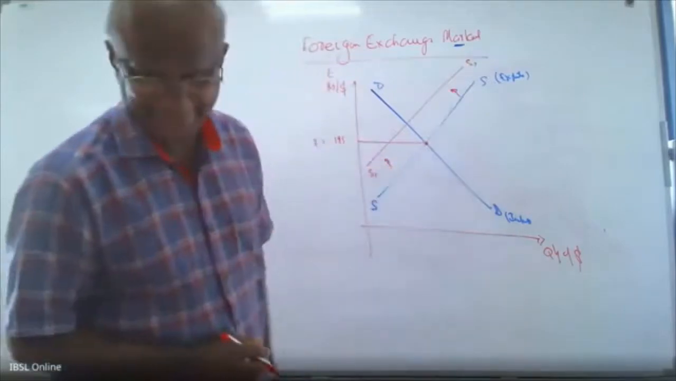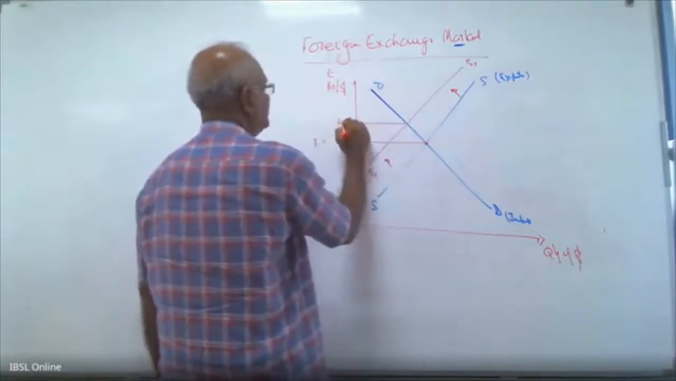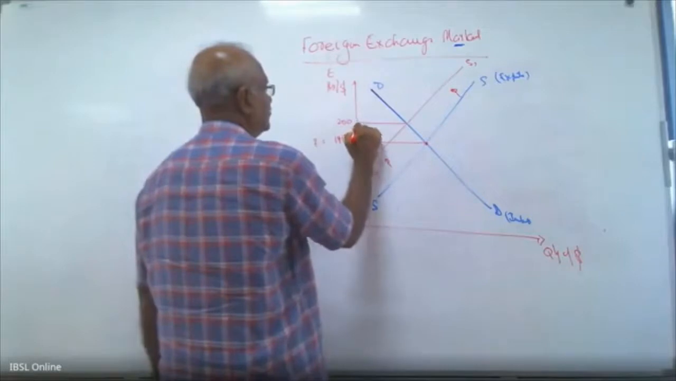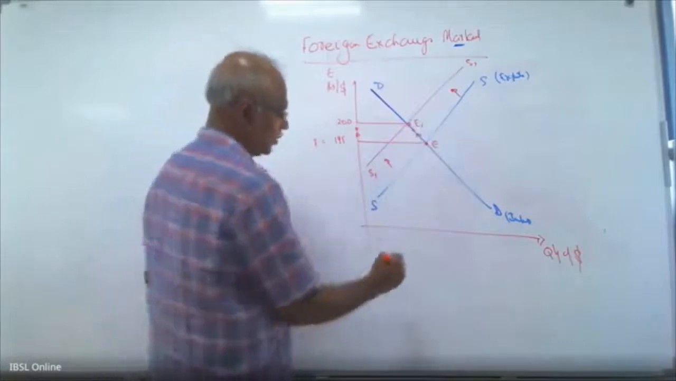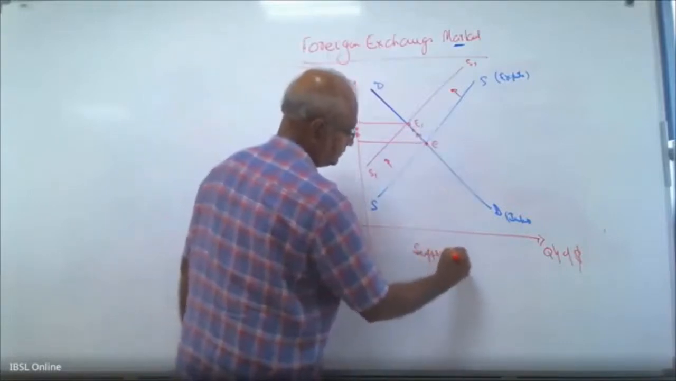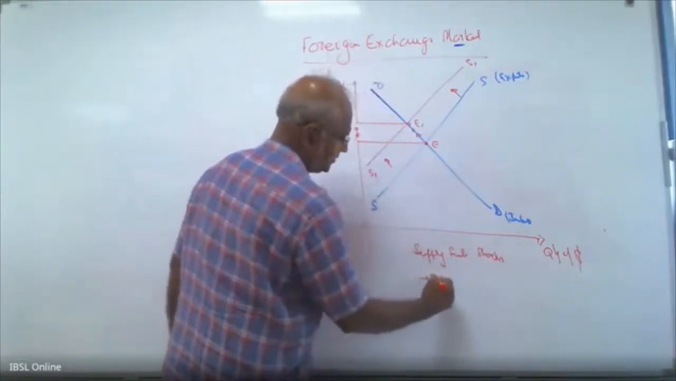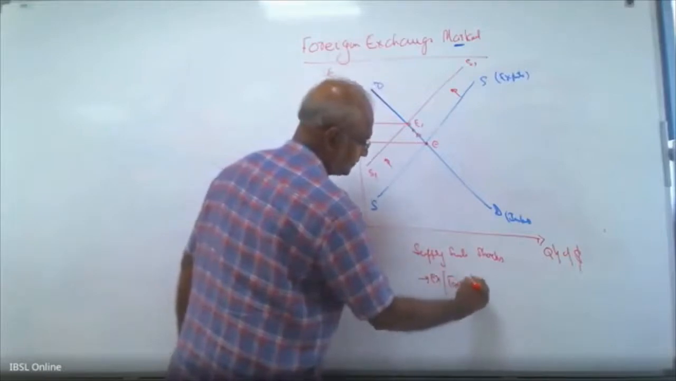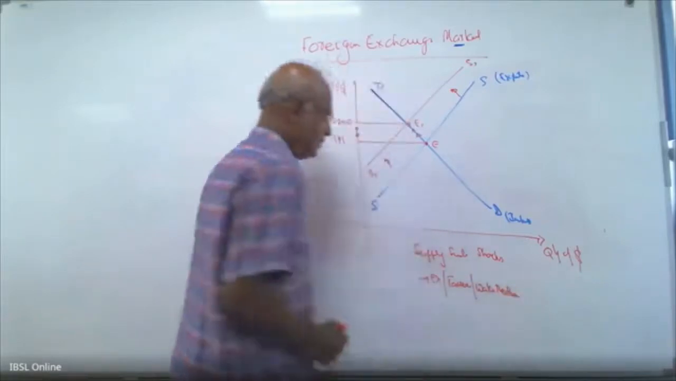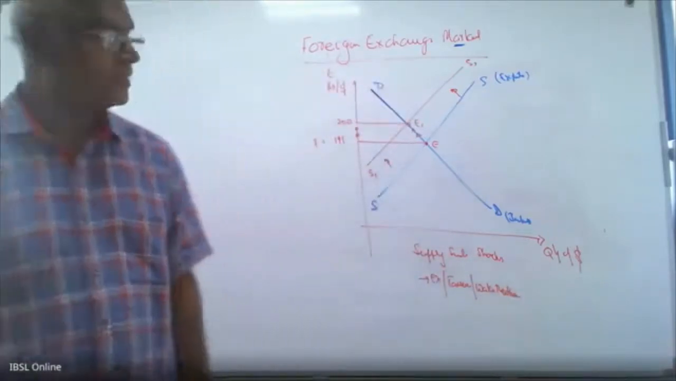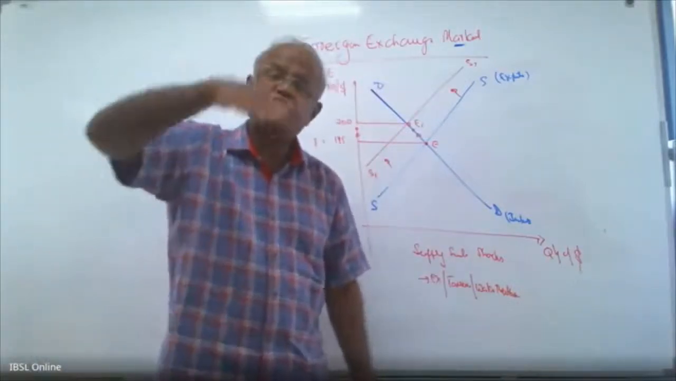What will happen? Exchange rate depreciates to 200. Exchange rate increases from E to E1. Supply side shock: export earnings, tourism, worker remittances. Supply side shocks, drop. Exchange rate increases. Rupee depreciates.